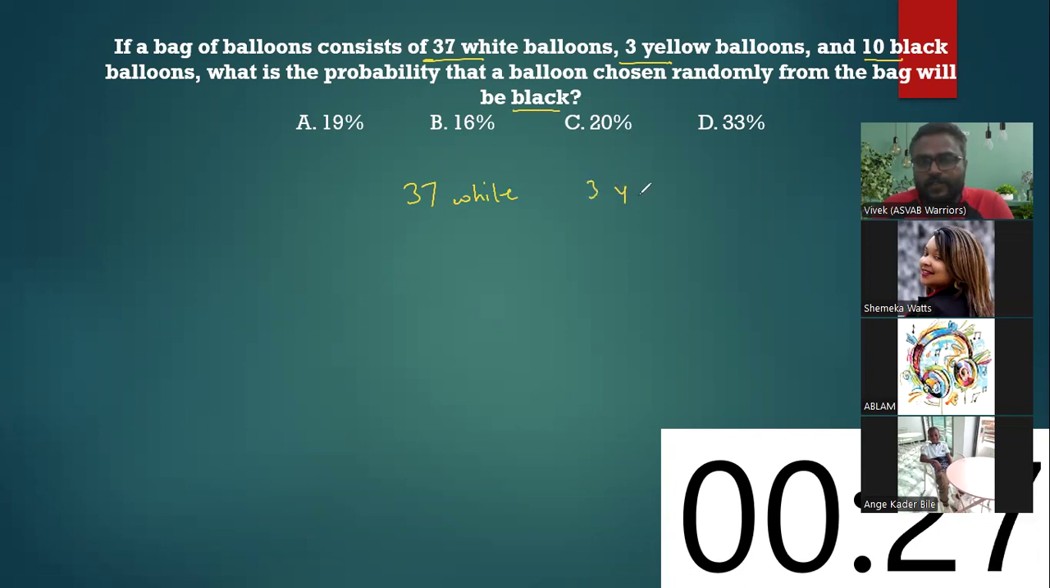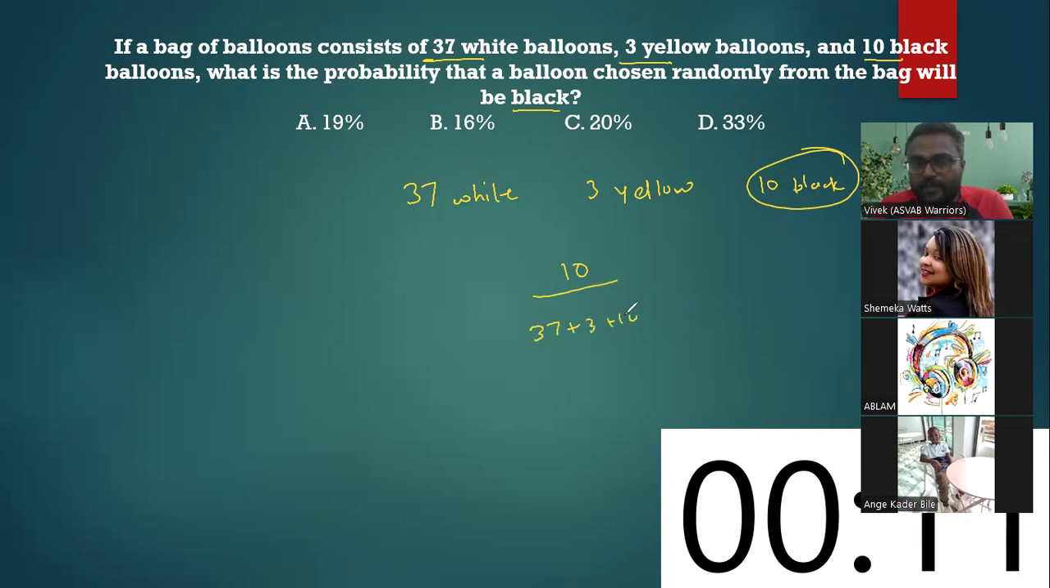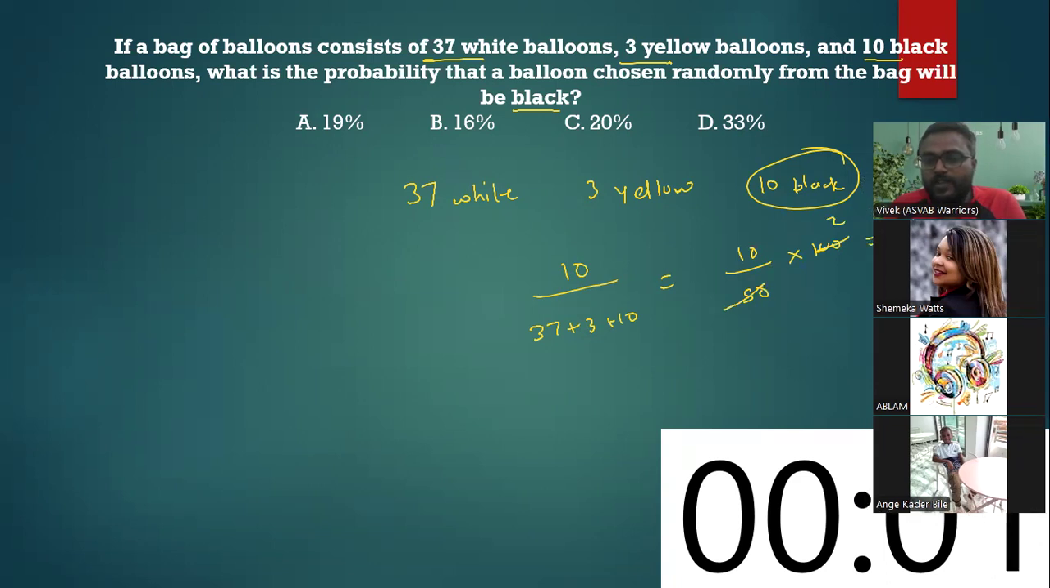Thirty-seven white, 3 yellow, and 10 black. So what is the probability that it will be chosen from? It will be black. So the favorable outcomes is going to be 10. We need to add everything. 37 plus 3 plus 10, which is going to be 50. 10 over 50 multiplied by 100 times 1 times 2. What do we have? 20%.